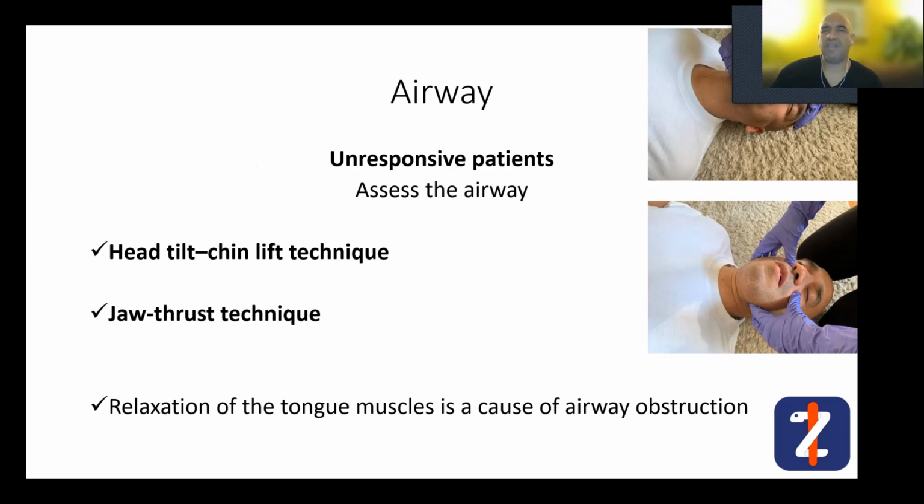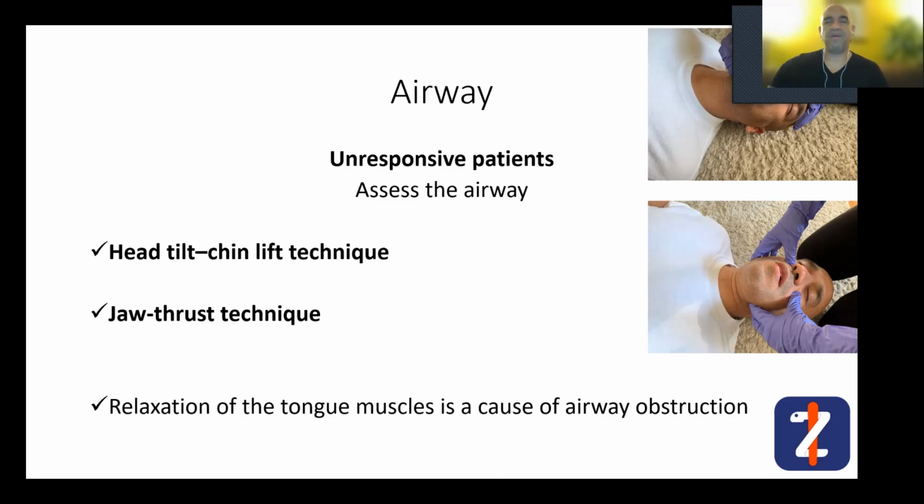Next is the unresponsive patient. We're going to assess the airway. There are only two ways to open the airway, but let's go back. I'm lying on the ground, unresponsive. All of my muscles and everything is relaxed. My tongue now falls where gravity takes it and blocks the airway. So now the question is, what maneuver is going to help me open this airway?